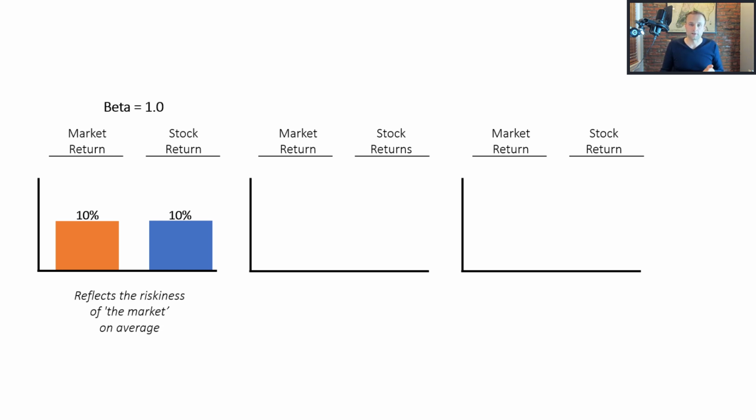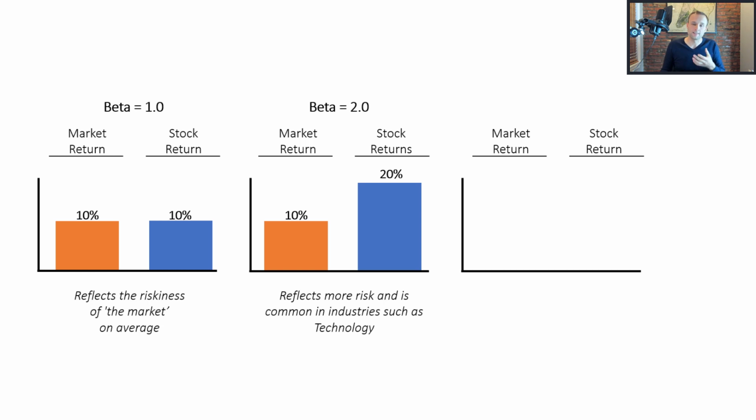Now, in the second scenario, we'll imagine that when the market's up 10%, the second stock is up 20%, or twice the rate of return of the market. And again, vice versa, if it were down 10, it'd be down 20. In this situation, we would say that the stock has a beta of 2. And you're going to find higher beta stocks in places like technology or anything that's more high risk. High risk companies tend to bounce around more over time relative to the market.